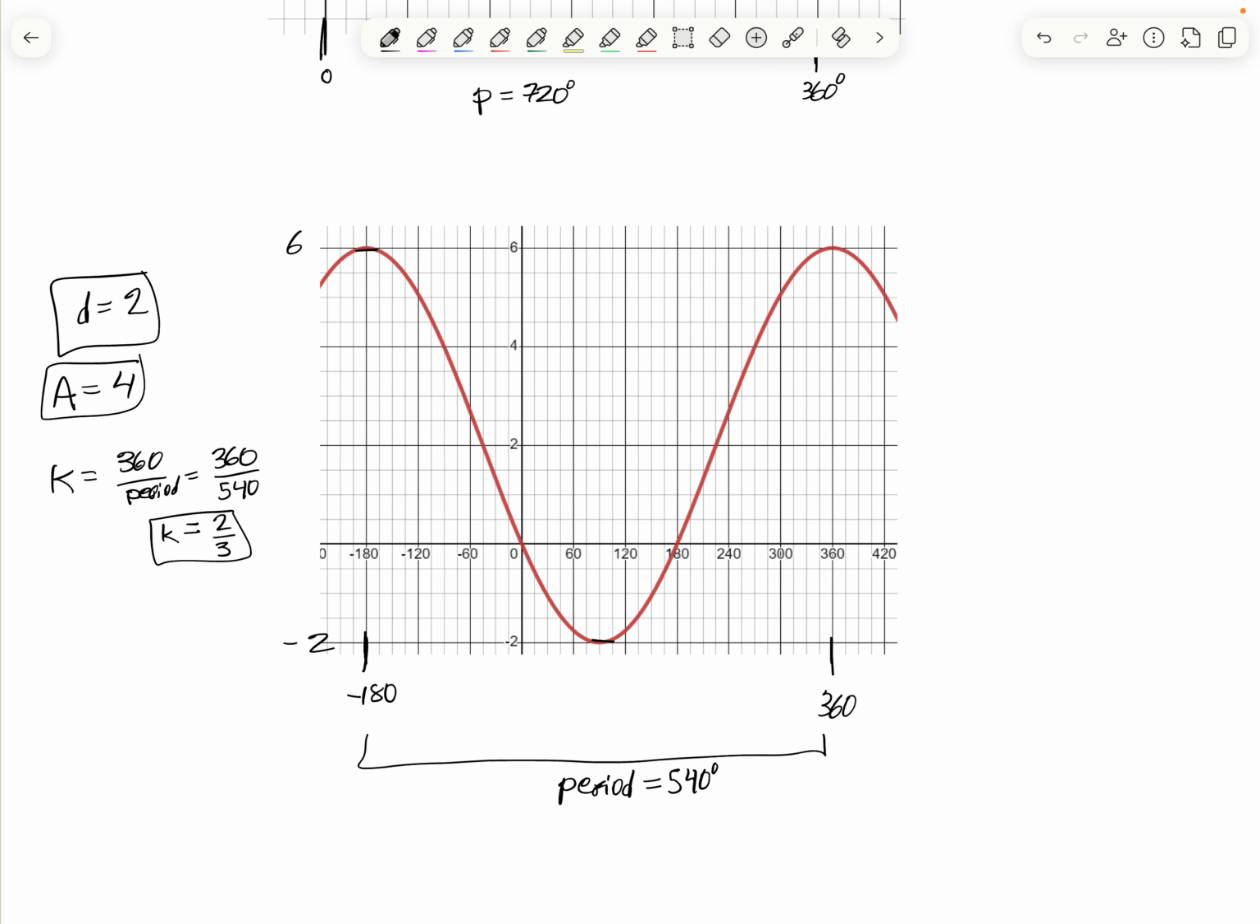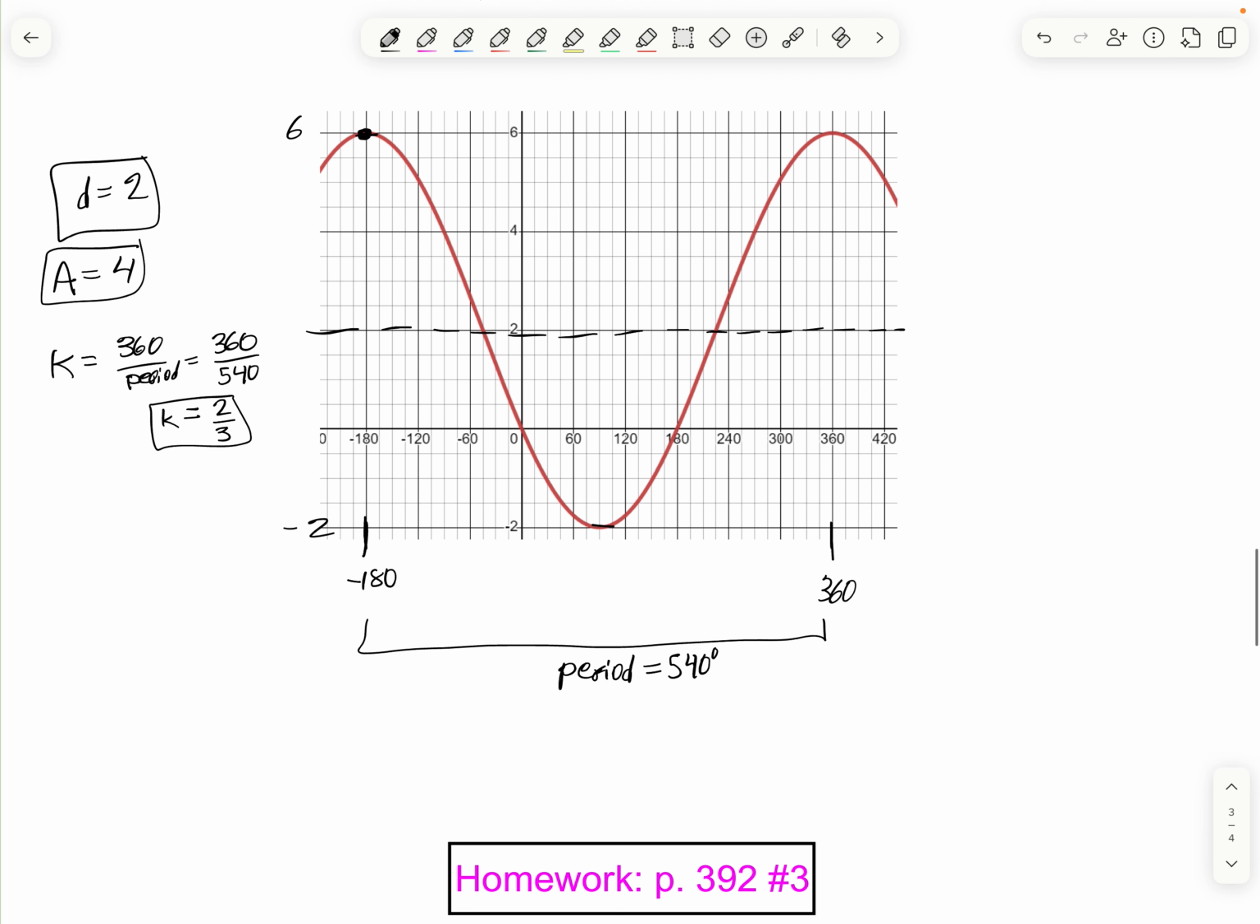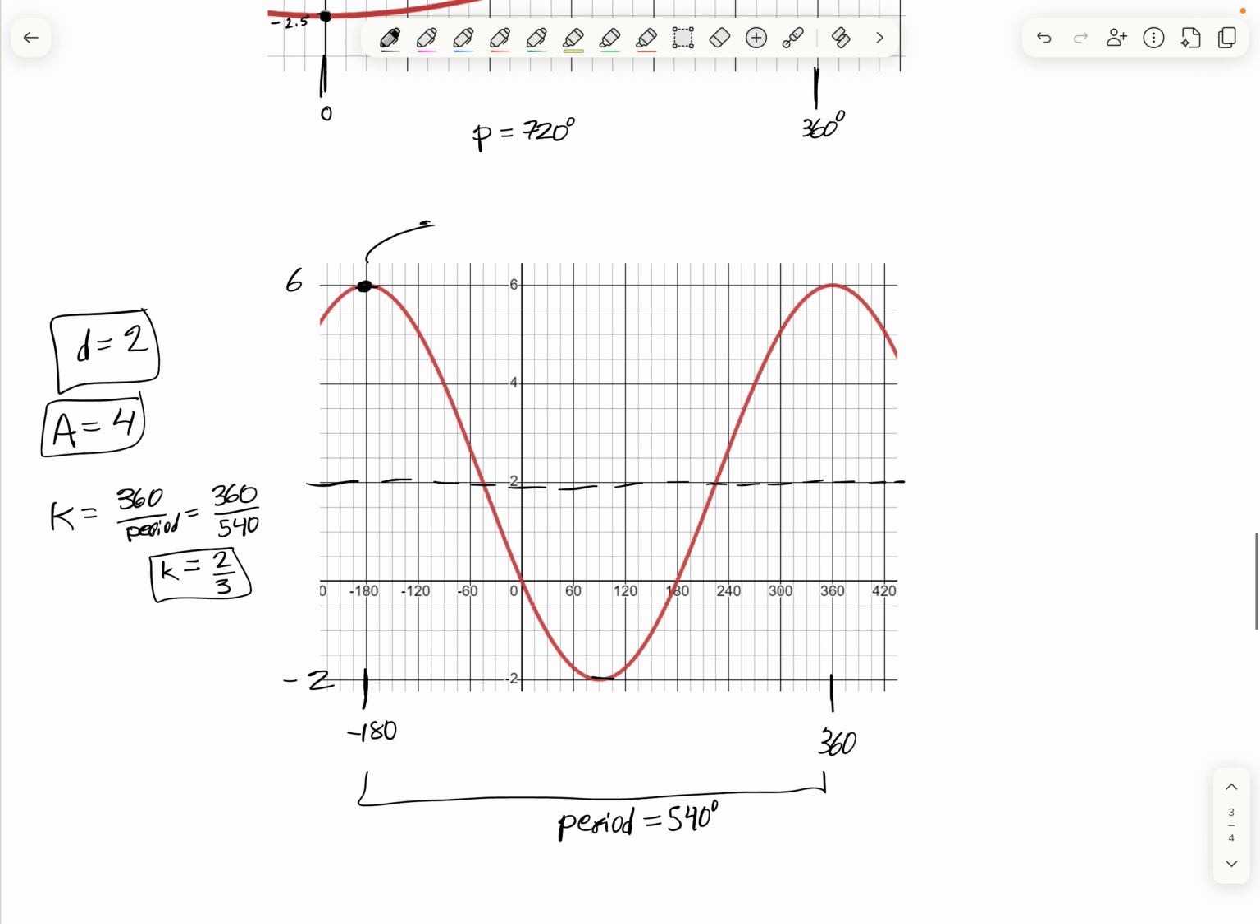Well, remember the d value is 2 here. I think using a cosine would be very clean because we can start at a maximum. So like the closest maximum is right there. So then I could say, well, the h value here looks like negative 180 degrees. So I might say cosine.